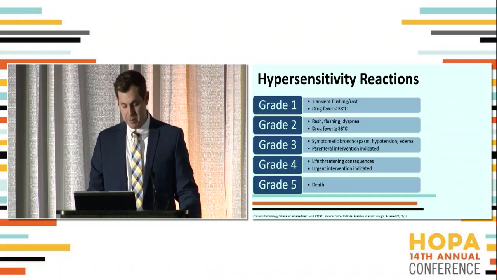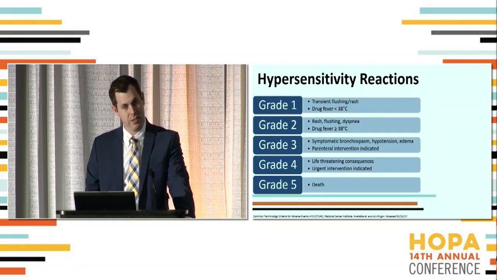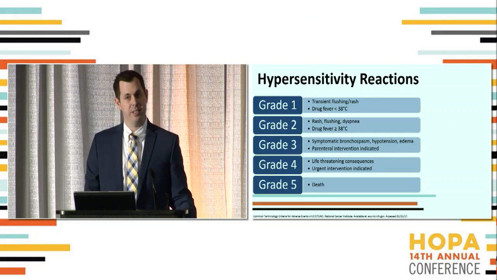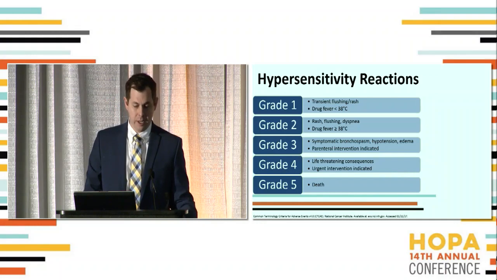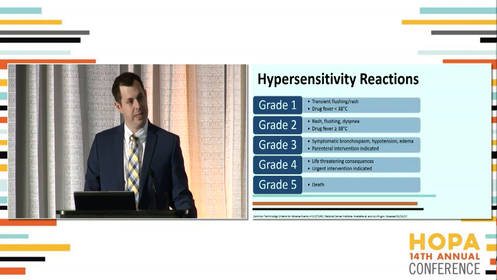So these drugs have up to a 35% incidence of reactions historically, so it's really important to know how reactions can alter therapy, and in the context of this talk and in the coming slides, how those reactions can affect your plan for monitoring. So here on the left side of this diagram, I have your Common Terminology Criteria for Adverse Events, or CTCAE, definitions for grade 1 to 5 hypersensitivity reactions. You can see grade 1 is your less severe with transient flushing or rash and a drug fever greater than 38 degrees Celsius. And you obviously increase in severity all the way to hopefully never getting to a grade 5, which is death.